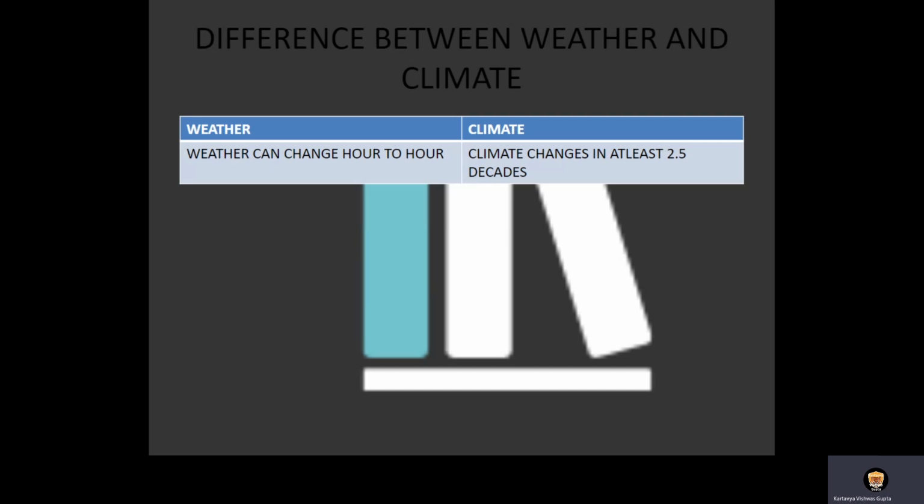Difference between weather and climate. Weather can change hour to hour. In the morning it is hot, and in an hour it is windy. But climate changes in at least 2.5 decades. You can say 2.5 decades, 25 years.